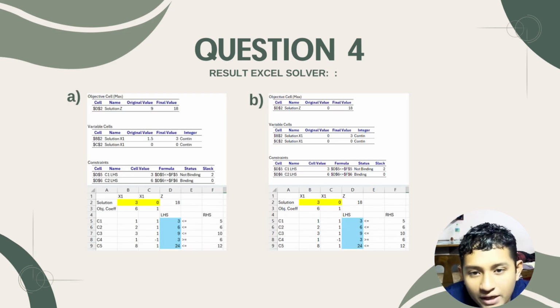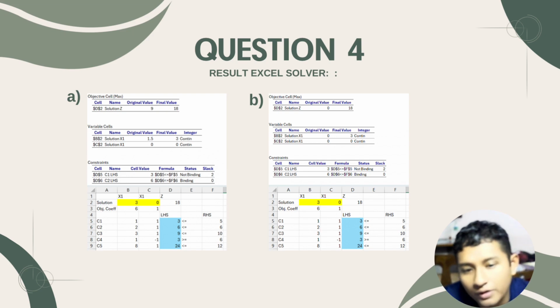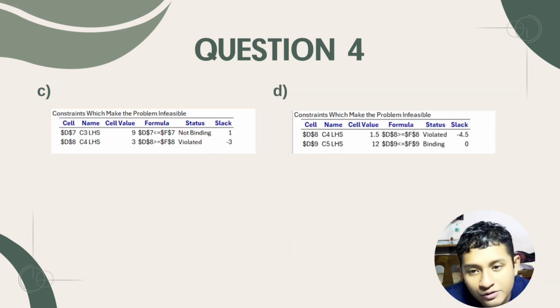After that, we recheck the result of the programming in the Excel solver. We can see here A and B give the same answer as the result of the programming, which is x1 equal to 3, x2 equal to 0, and z equal to 18. Now, let's go to C and D. After we check with Excel solver, we find out the problem is infeasible. It shows the programming is right because the A, B, C, and D answers are the same as the result of the programming. That's all for question 4. Now we can move on to question 5.